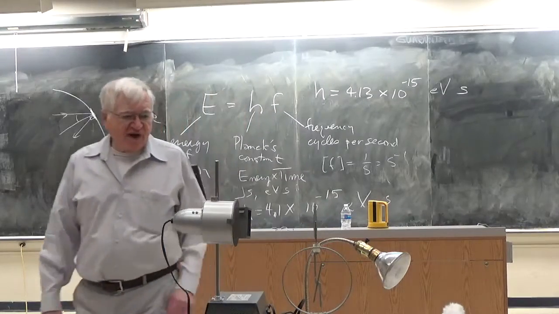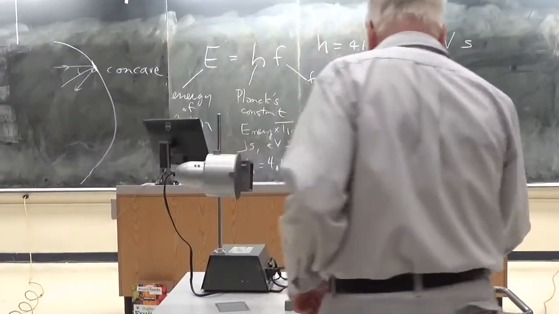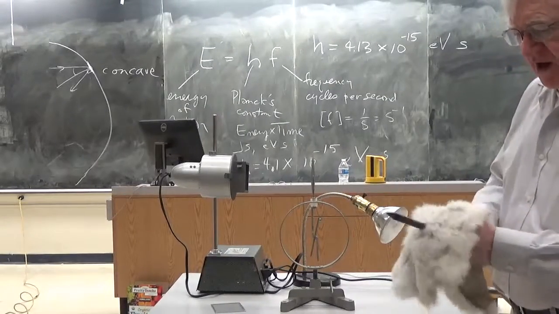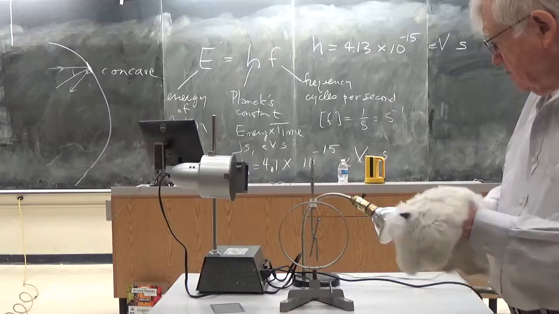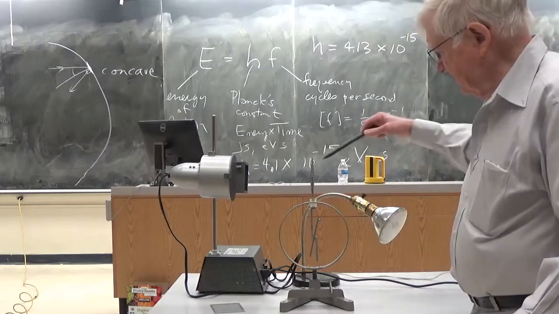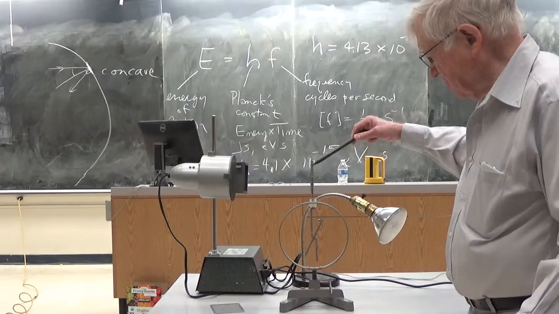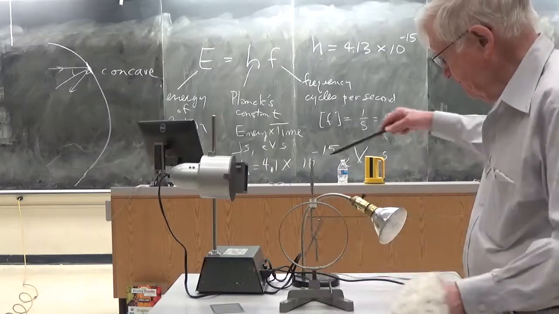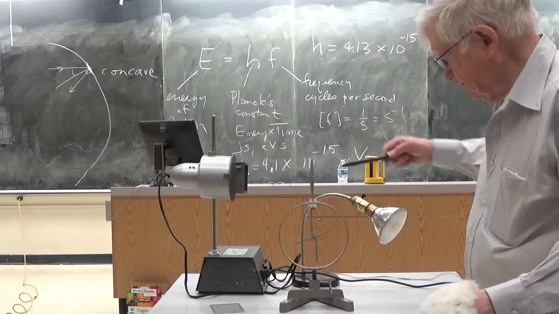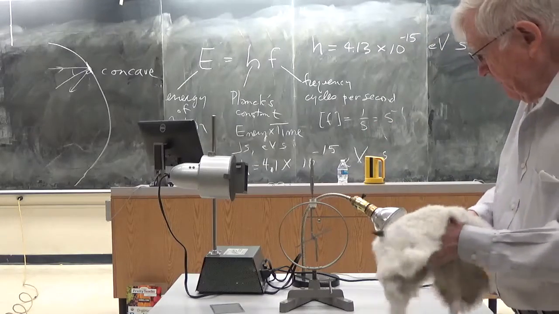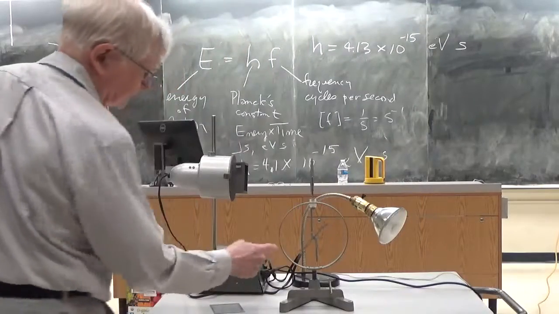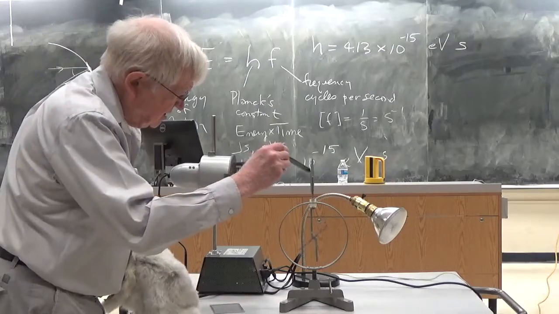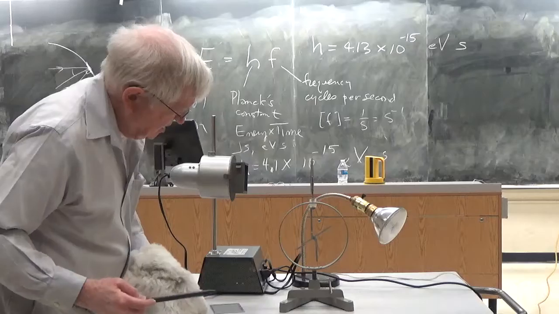Okay, so what we've got here as a process is I'm going to charge up this rod, and if I do, the charge on the rod, let me do it some more, the charge on the rod makes this piece of metal pivot to a larger angle.